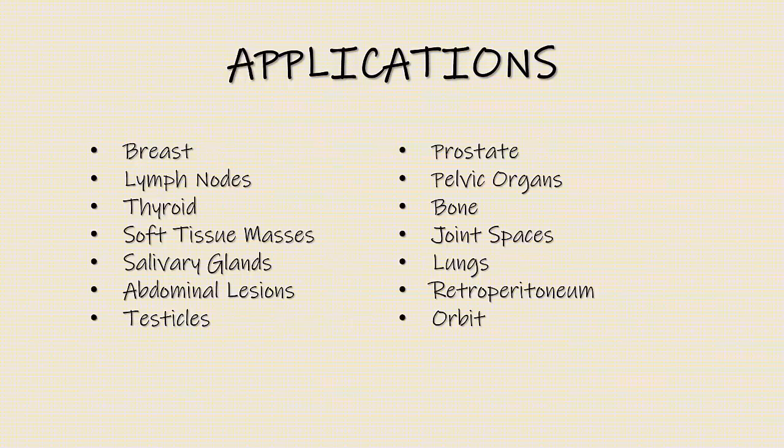In routine practice, FNAC is most often used for diagnosis of palpable mass lesions in the breast, lymph nodes, thyroid, salivary glands, abdominal lesions, and even testicles. Other sites and lesions accessible to FNAC are the prostate, pelvic organs, bone and joint spaces, lungs, retroperitoneum, and orbit.